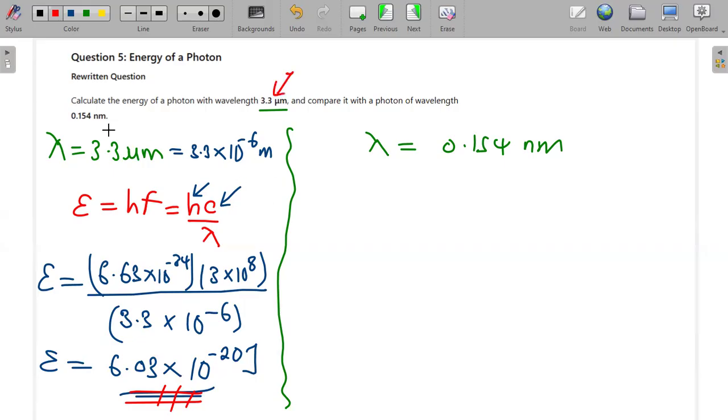We also have to find the energy of this one here. So I'll say here, this is the same as 0.154 multiplied by nano, which is the same as 10 to the power minus 9, and then these will be meters. So the energy will be equal to, I'm using this formula here, Planck's constant.